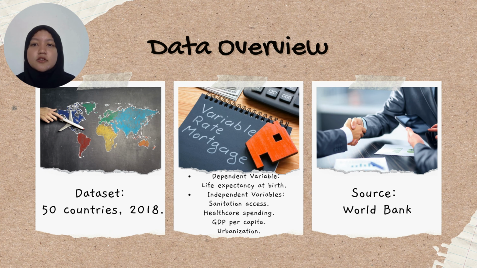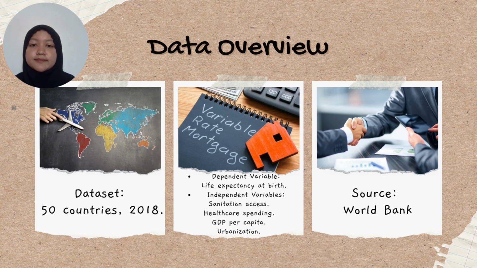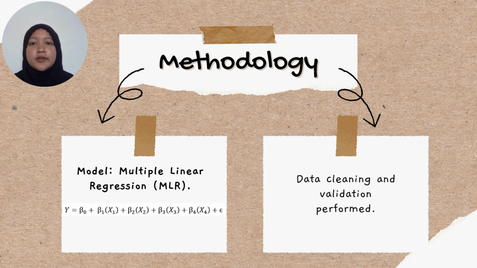The dataset includes 50 countries from 2018, with life expectancy at birth as the dependent variable. The independent variables are sanitation access, healthcare spending, GDP per capita, and urbanization, all sourced from the World Bank. I used a multiple linear regression model to quantify this relationship, with Y representing life expectancy and X1 to X4 as independent variables. Rigorous data cleaning and validation ensure accuracy and reliability of the model.